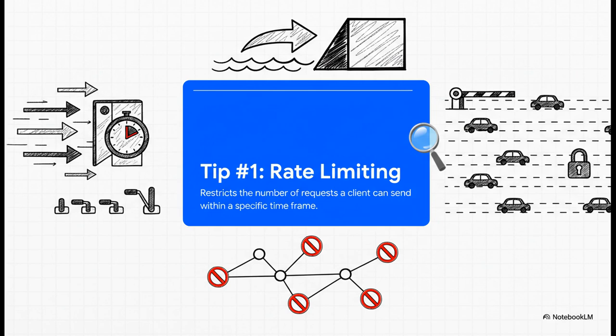Think of it like a speed limit for your API. You're just setting a rule that says, hey, you can only make this many requests in a certain amount of time.